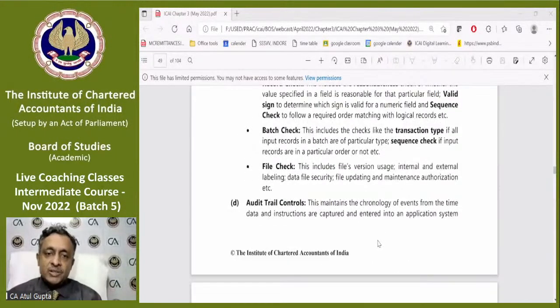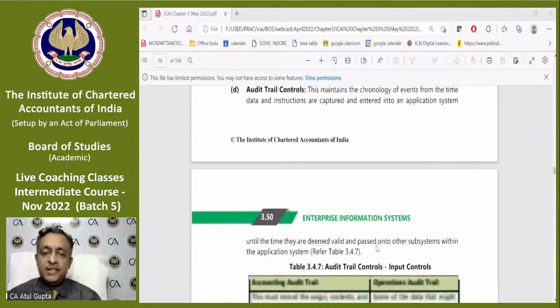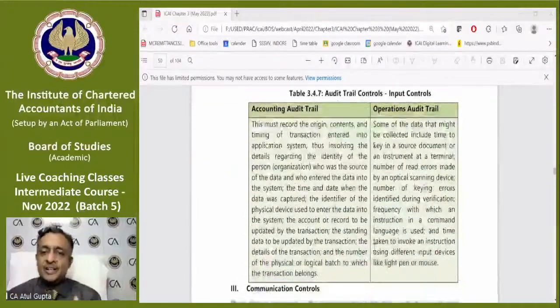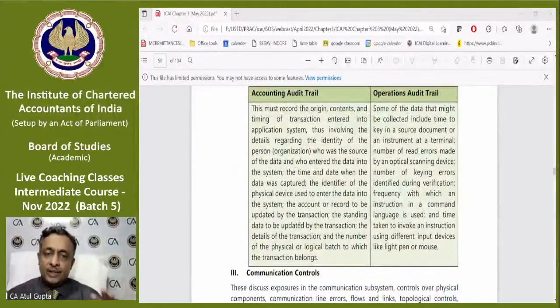Then audit trail controls. This maintains chronology of the event. So I'll request you to go through audit trail and operations audit trail for this one. Now we are going to the next control. Let us see your answers.